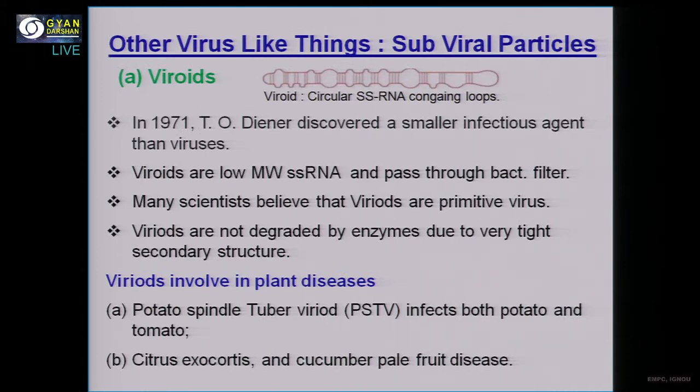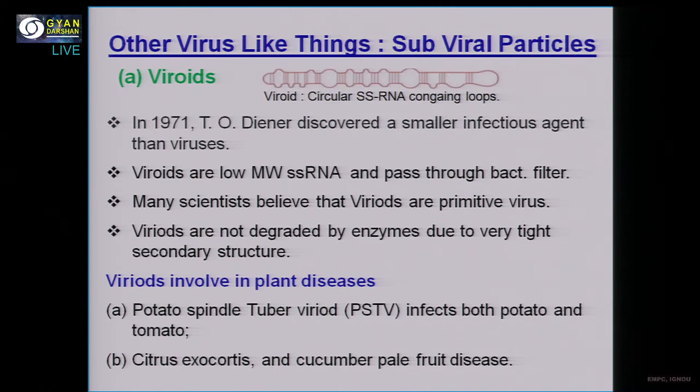Other virus-like things are subviral particles. There are two very important subviral particles. One is known as viroids, another is prions. Both are infectious, and they can cause disease in humans and plants. I want to discuss them one by one. First is the viroids. In 1971, T.O. Diener discovered a small infectious agent smaller than a virus.